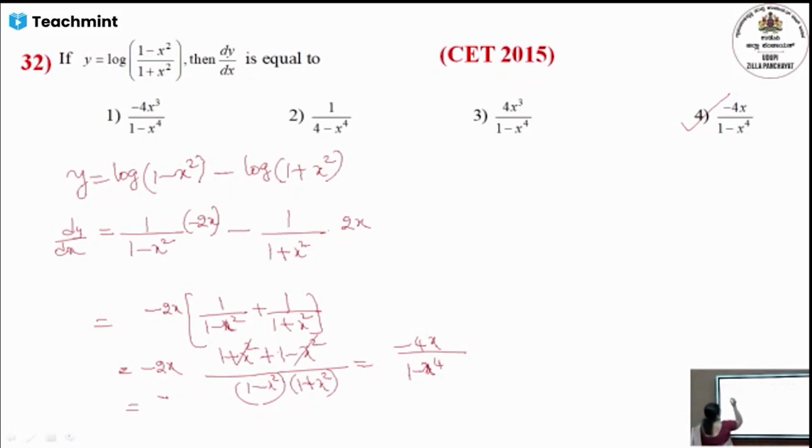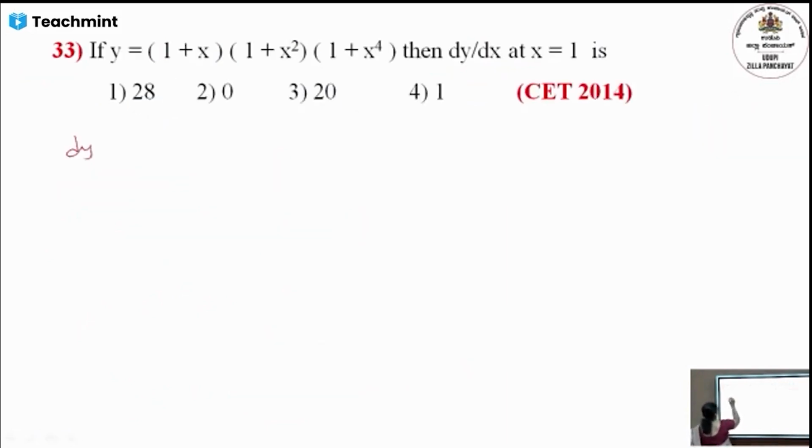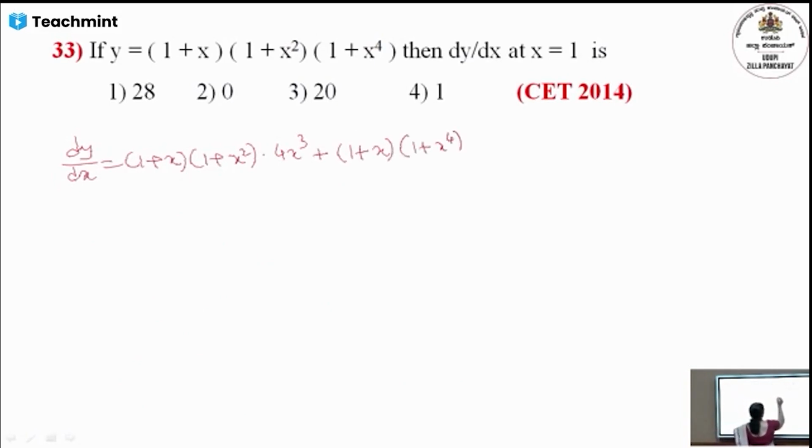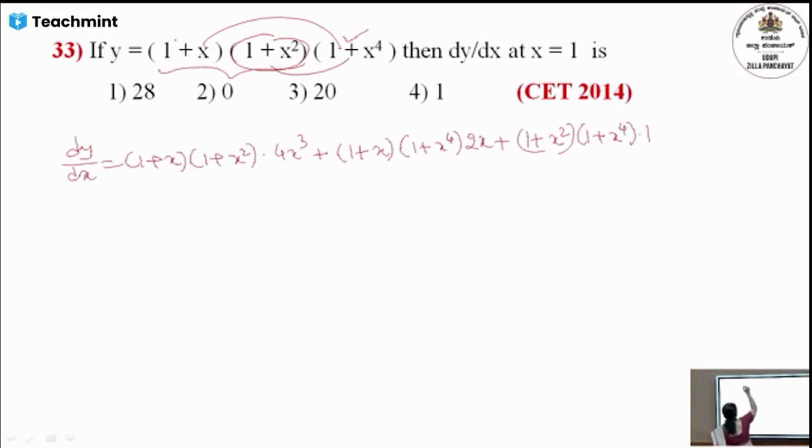This is again simple. I can take log, but without log also we can do. dy by dx is what? u into v plus derivative of w. Thus, u into w plus derivative of v. Then v into w, derivative of u. So it is uv into derivative of this, this into this, derivative of this, and this into this, derivative of this.